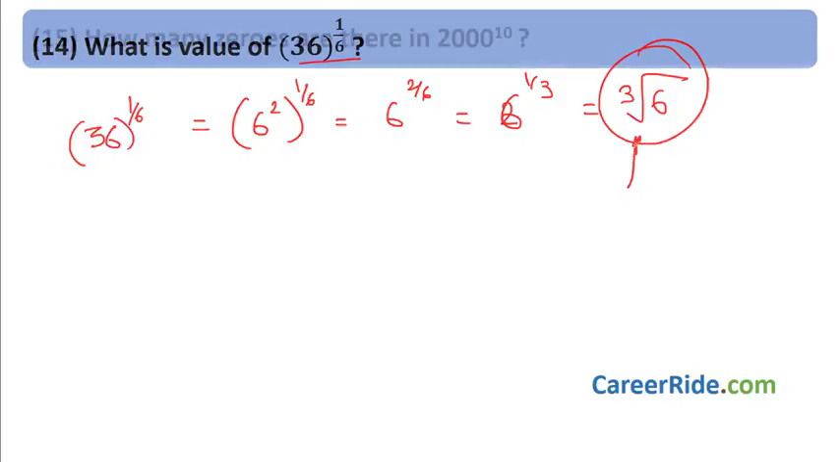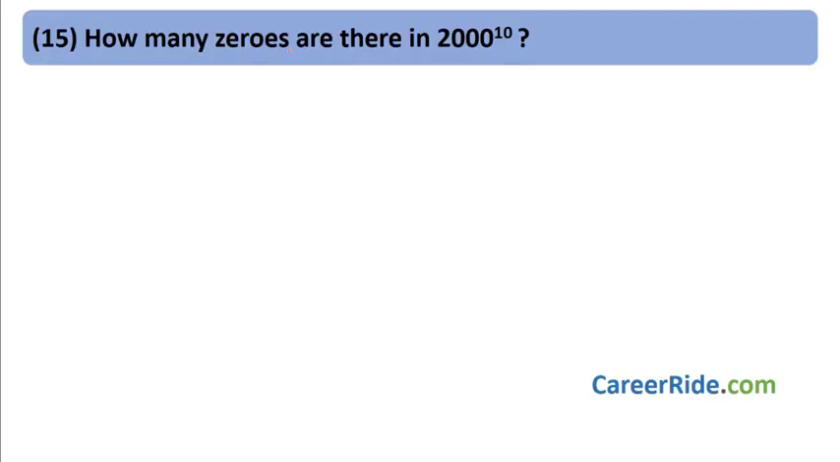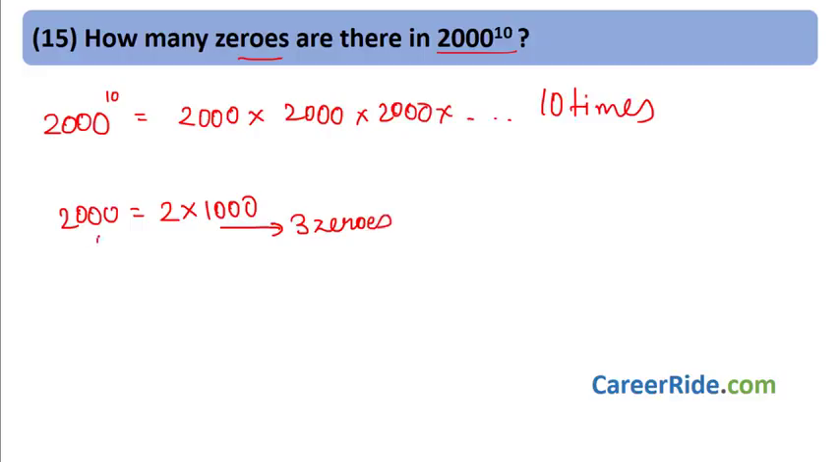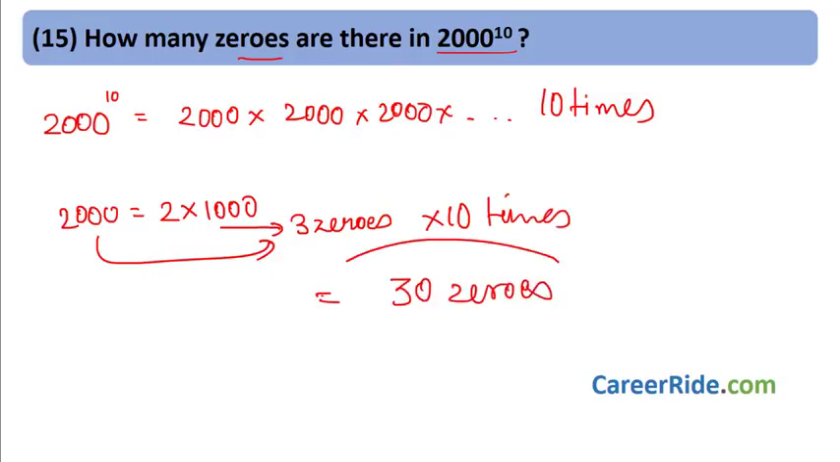Moving to next question. Question number 15. How many zeros are there in 2000 raised to 10? Very easy. 2000 raised to 10 means what? 2000 multiplied by 2000 multiplied by 2000 multiplied by, like this, how much? 10 times. Now 2000 is 2 into 1000. 1000 has how many zeros? 3 zeros. So in 2000 there are 3 zeros. Do it 10 times. What it would be? 30 zeros. This is the answer.